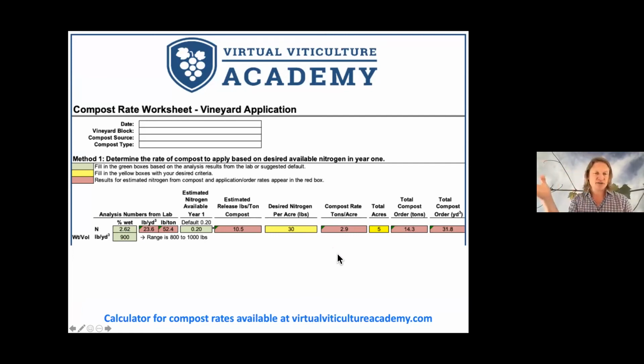So don't just apply compost, get it tested. If the lab's not testing it, or if you're producing your own, send your samples to the lab and get a compost analysis done, at least for nitrogen.